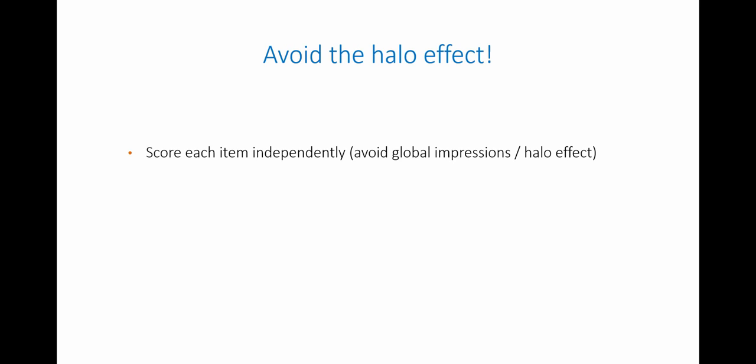It's important to try and avoid the halo effect. So we want to score each item independently, avoiding those kind of overall global impressions. So what we mean by the halo effect is when performance is unduly affected by the overall impression of the therapist's performance. So you tend to get uniformly high or low ratings rather than getting specific feedback as to the particular areas of strength or weakness. So what we want to do is to really look at each individual item in turn and think about where the therapist was falling on that particular item.